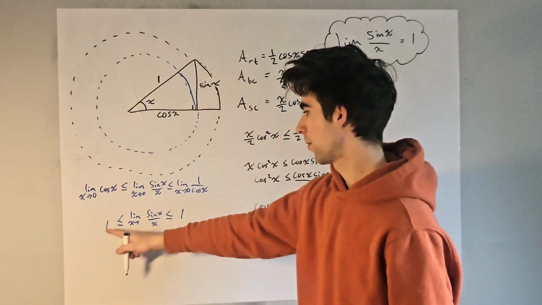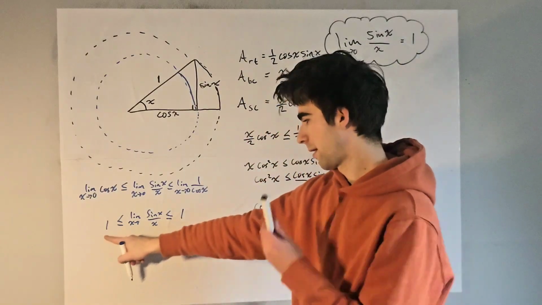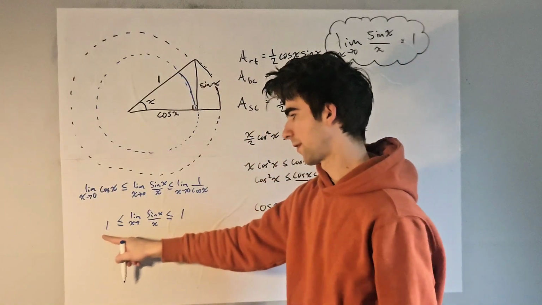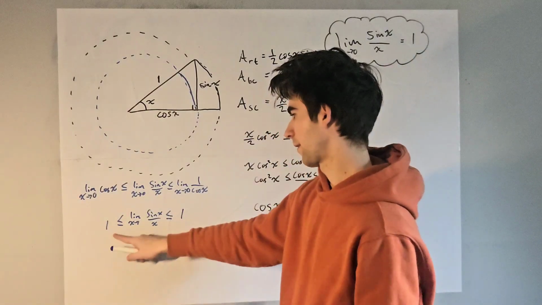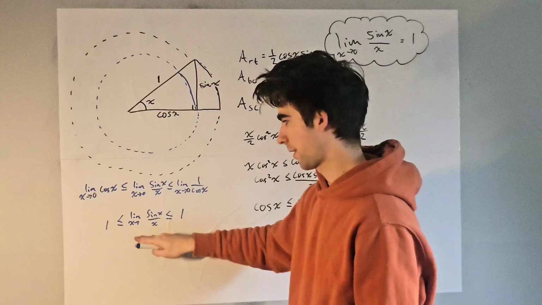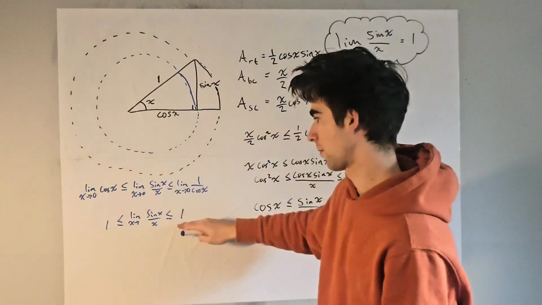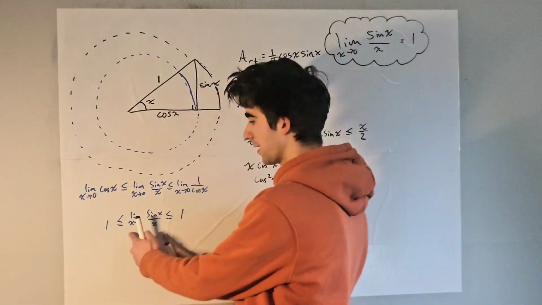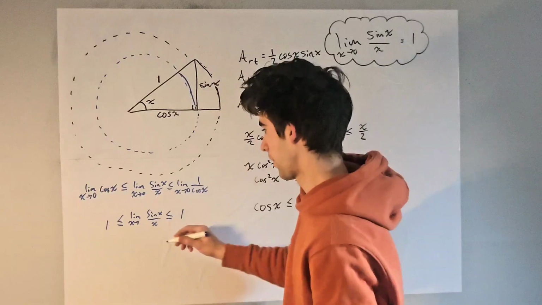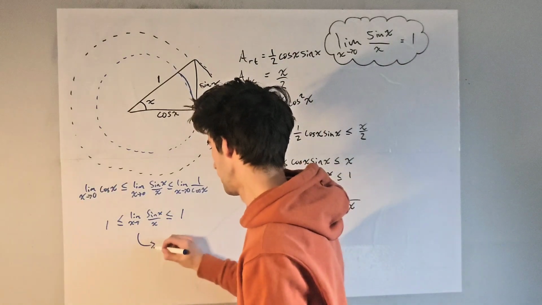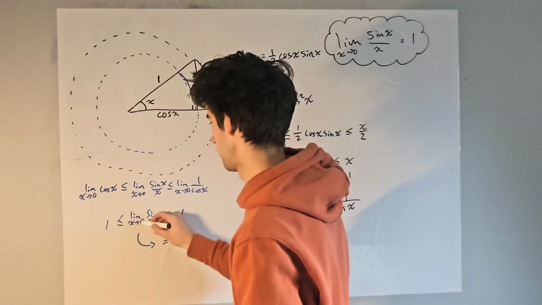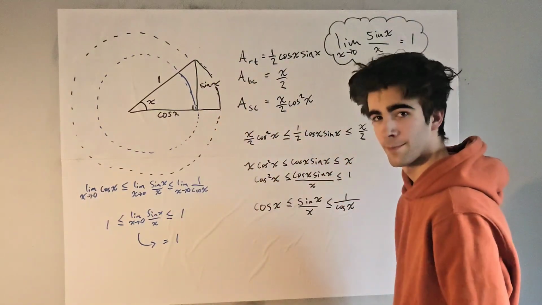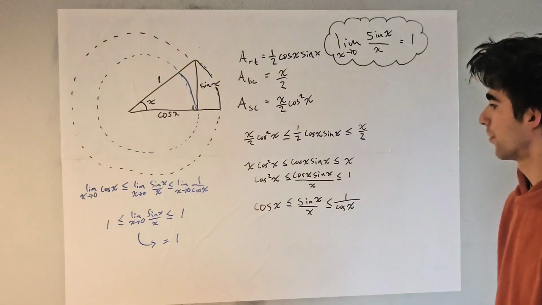So, if we know that the left side of this expression is less than or equal to the limit we're trying to find, which is in and of itself less than or equal to 1, we know this limit has to be equal to 1. So therefore, we can say this limit equals 1 as x approaches 0. And that is the proof of this limit.